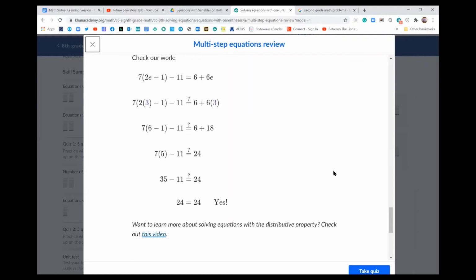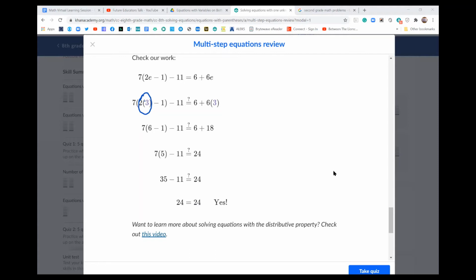Now, we need to do what? Distribute here. Need to distribute here. So 2 times 6 gives me 6. So it's going to be 7 times 6 minus 1 minus 11 equals 6 plus 18.